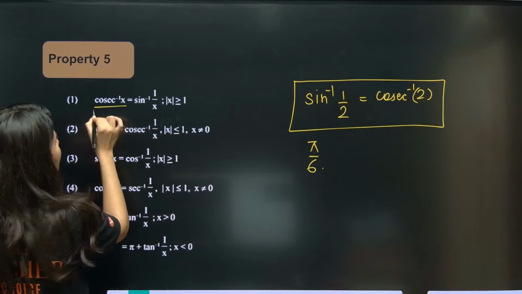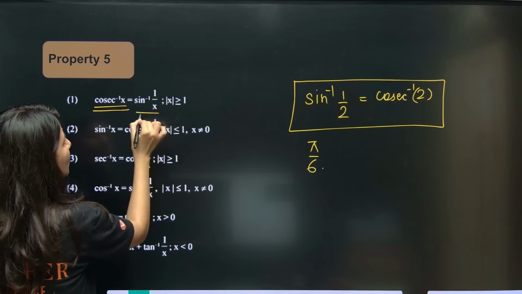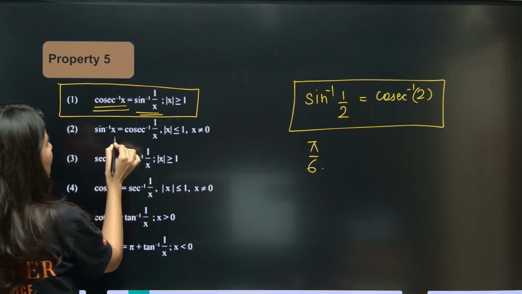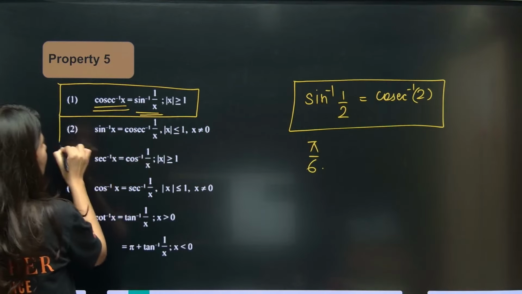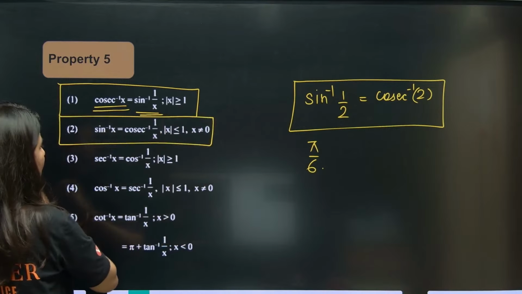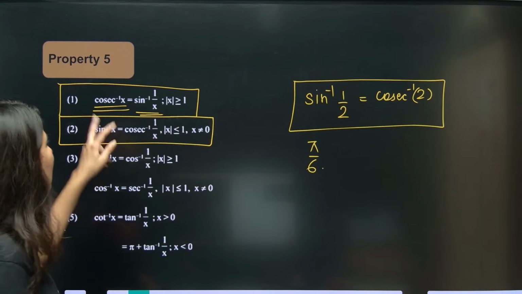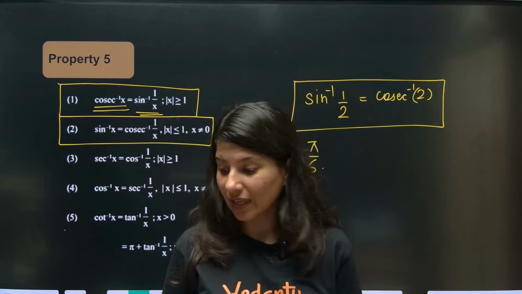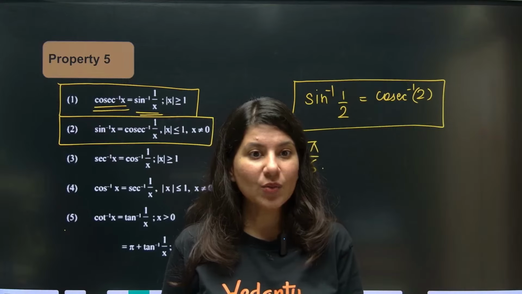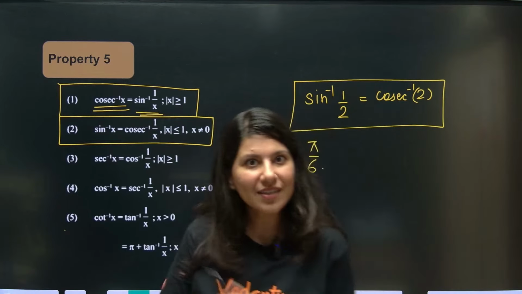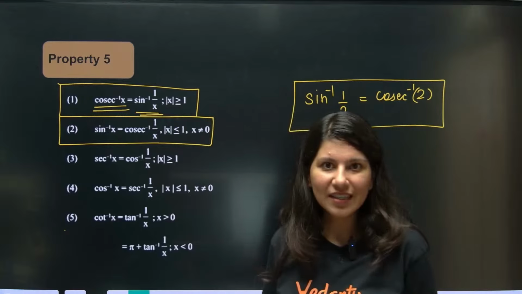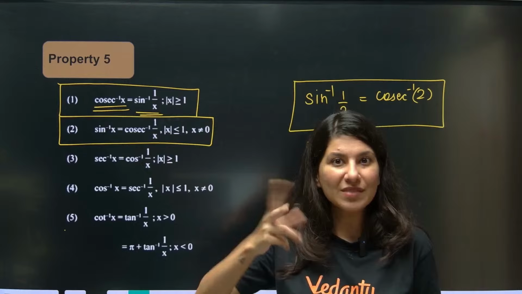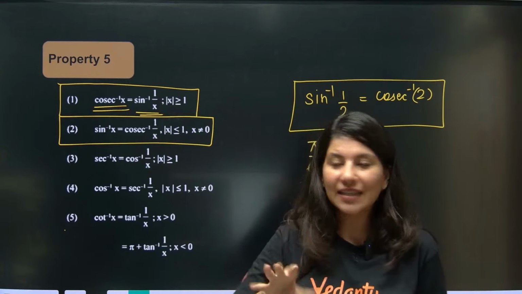Cosec inverse x is equal to what? Sine inverse 1 by x. Sine inverse x is equal to cosec inverse 1 by x. Easy peasy, okay? And you know the range of cosec inverse and sine inverse output. Can anybody tell me the range? Minus pi by 2 to pi by 2 for both. They follow the same pattern except 0 is excluded. But yes, they are from the same branch.